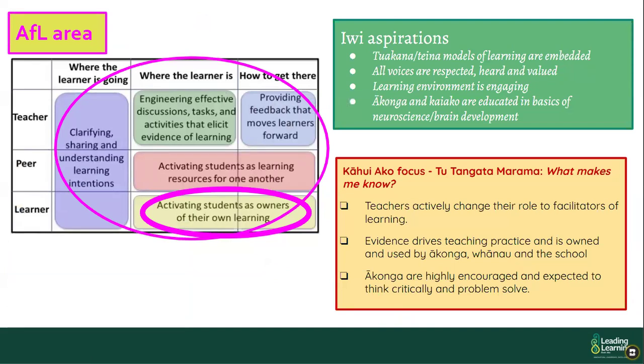Student goal setting touches on all five aspects of assessment for learning. Number one, without clear learning intentions and success criteria being shared, unpacked, and discussed, ākonga will not have a framework from which to set goals, so clarity is key. The second area is engineering effective discussions, tasks, and activities that elicit evidence of learning. If you don't create these opportunities for you and your students, they'll not be able to identify their strengths and areas for growth from which to set the goals.